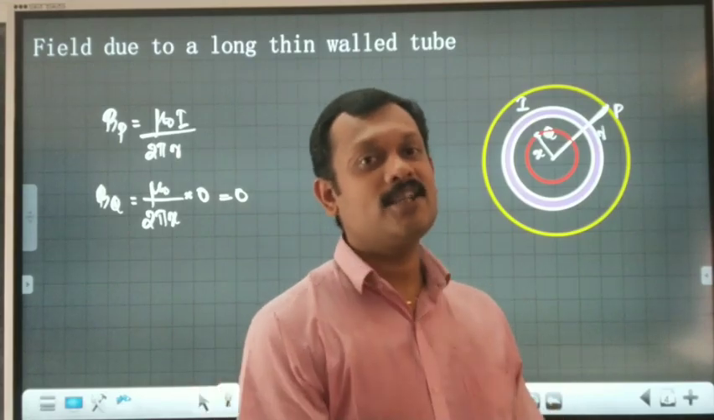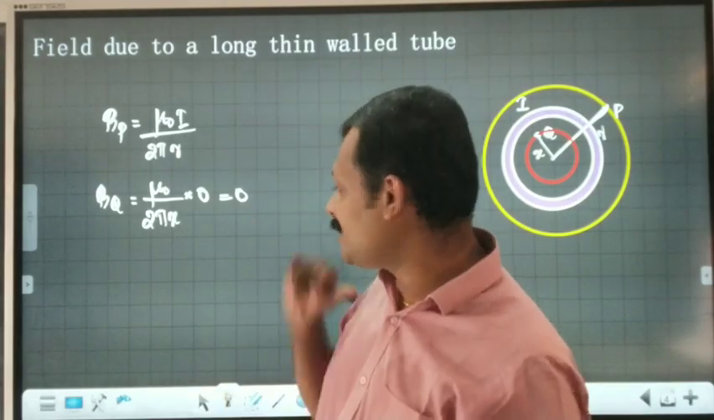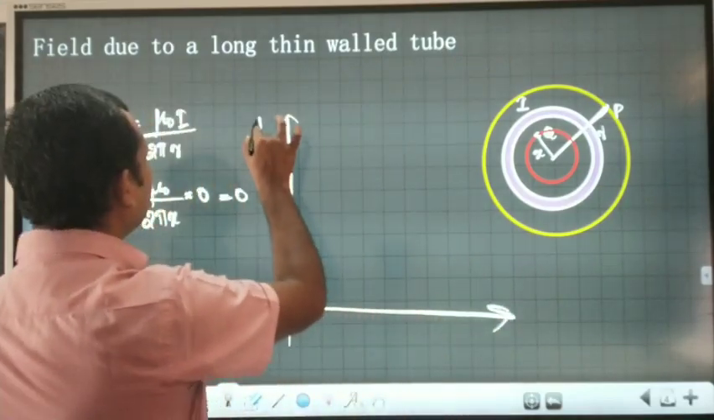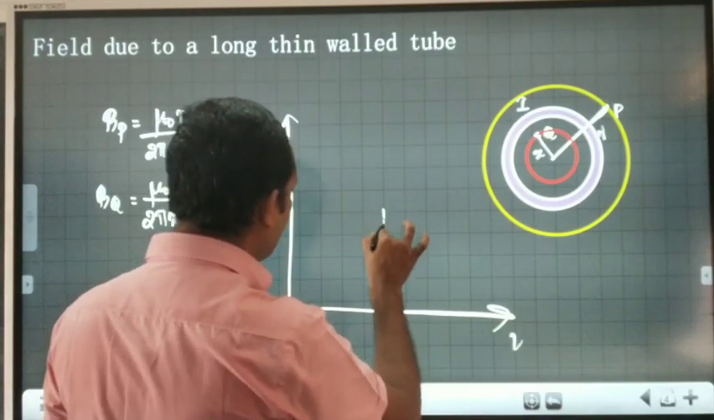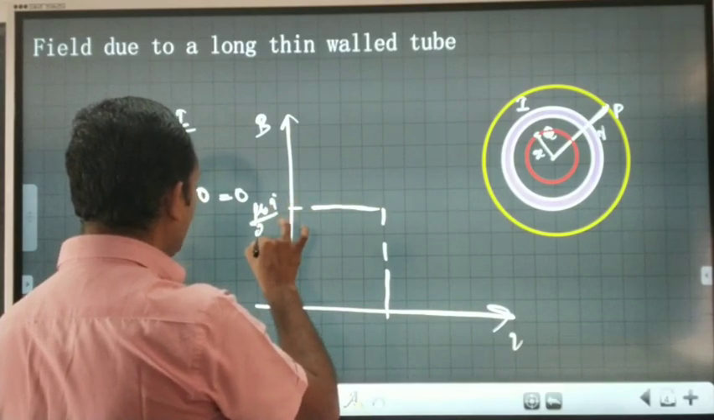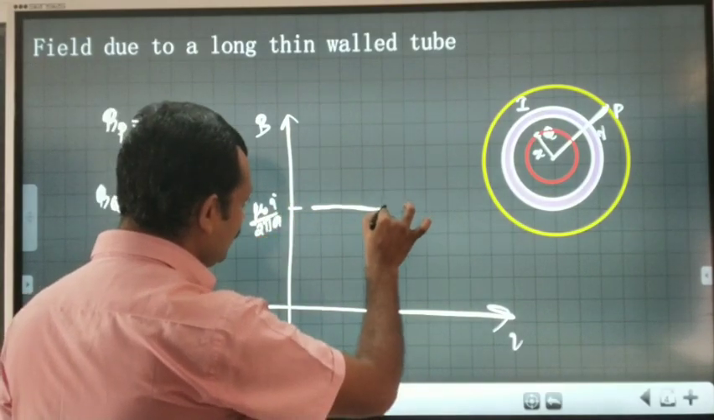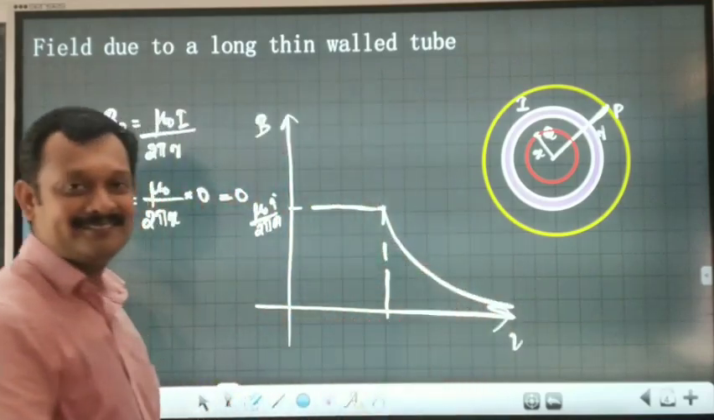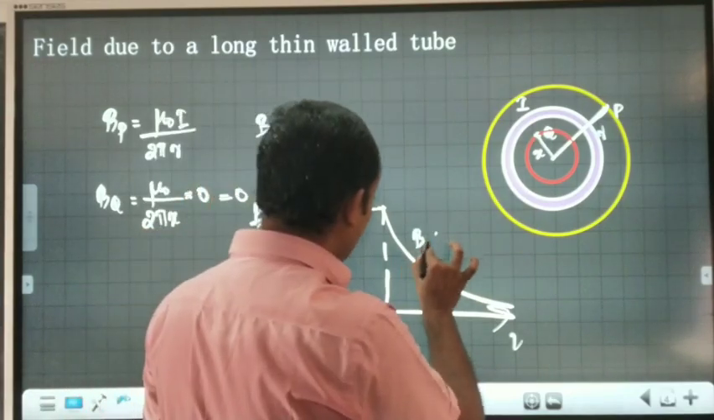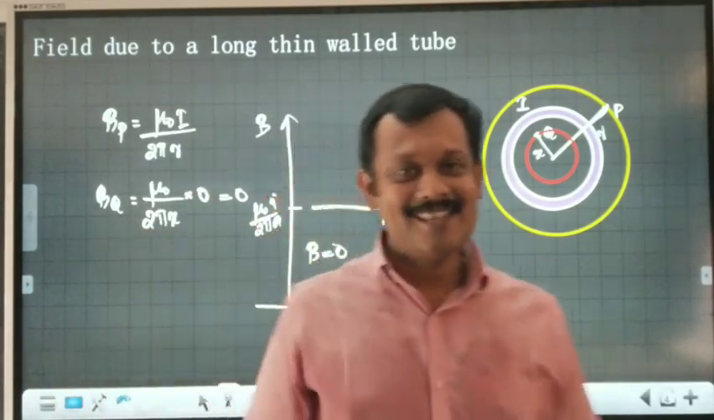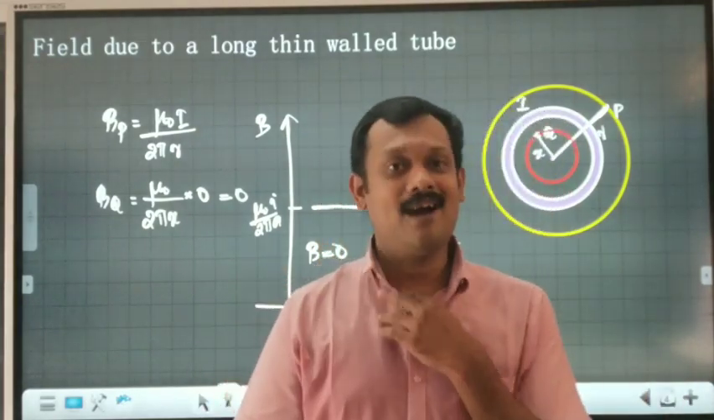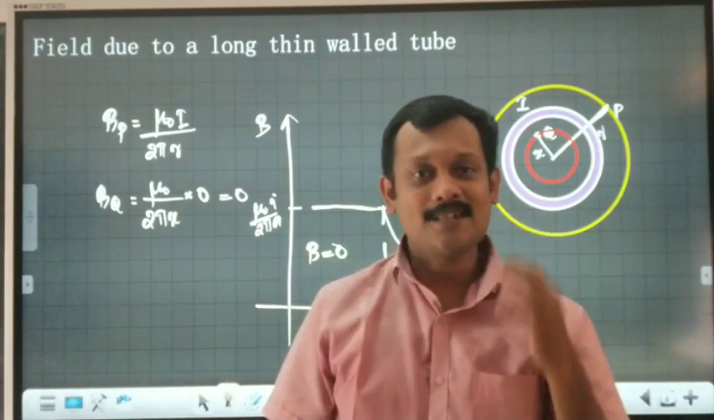For all points outside the tube, the field is inversely proportional to R. That means if I plot a graph between B and R, the graph is the same as what we got in the previous case, except that mu 0 I divided by 2 pi A is the maximum value. There is nothing inside, everything is 0. Here the magnetic field is 0, here B is proportional to 1 by R. I hope this is clear to you.